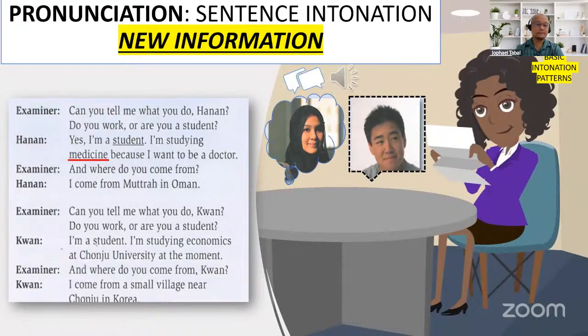Can you tell me what you do, Hanan? Do you work or are you a student? Yes, I'm a student. I'm studying medicine because I want to be a doctor. And where do you come from? I come from Mutra in Oman.